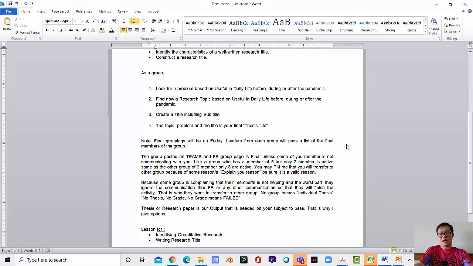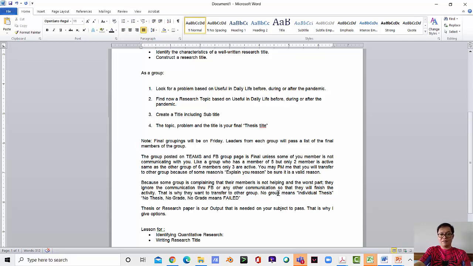Note: final groupings will be on Friday, which is October 2. Okay? From each group, you will pass a list. So, pass the list and PM me. Pass me the list of the group, assign a number, and your members. That is not the final. So, communicate with your group members. The group posted on Teams and the FB group page is final unless some of your members are not communicating with you, like a group with 5 members but only 2 members are active, same as the other group of 6 members. Okay?